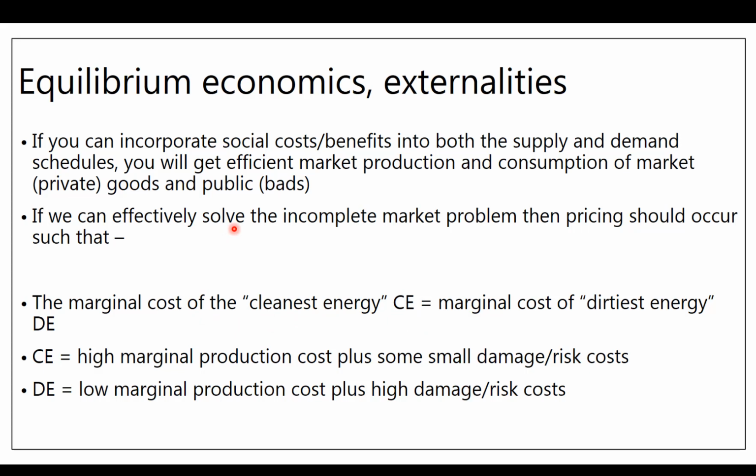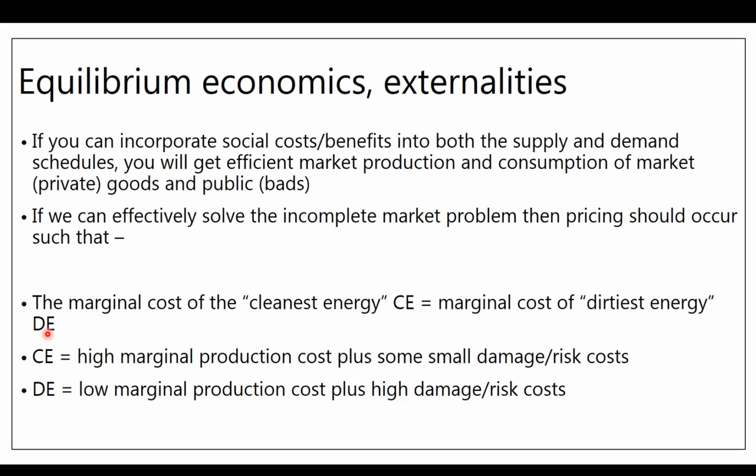if we do this right, if we're able to incorporate externalities, the true production cost, the true willingness to pay on the demand side, then we should end up with a case where the marginal cost of the cleanest energy, CE, is equal to the marginal cost of the dirtiest energy, right? The equilibrium should bring us to a point where it doesn't matter. It is just a bid on the cost per unit of energy production, but it's a full accounting of the cost, right? It accounts for the cost of the things we don't want to make as well as the things that we do, right?